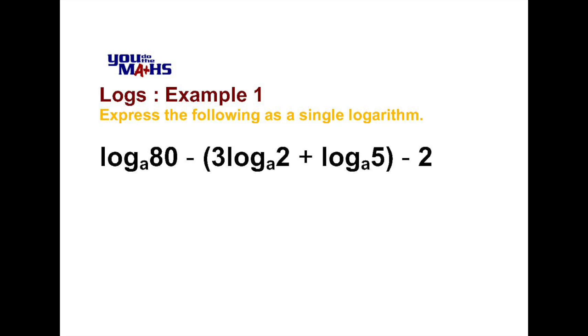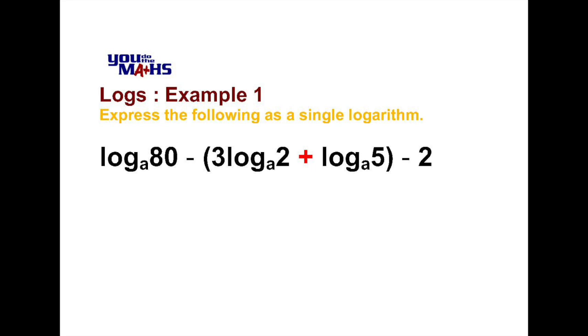We'll start by looking at the brackets. We can see that inside the expression we've got 3 log base a of 2 plus log base a of 5. And because that's in the brackets, order of operations says to tackle that first. And what we have here is a sum of logs. But we also have the number 3 at the front of the first log expression.